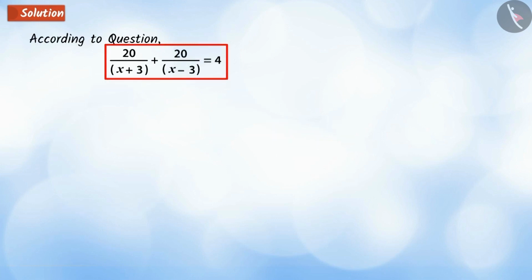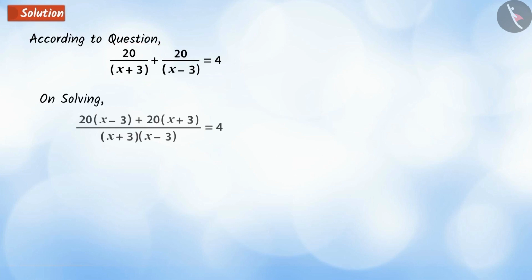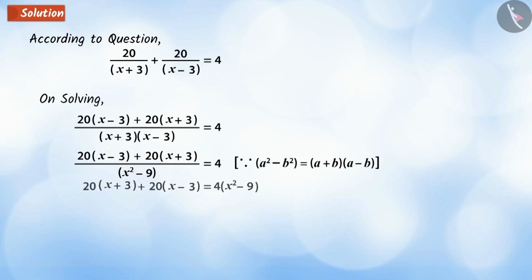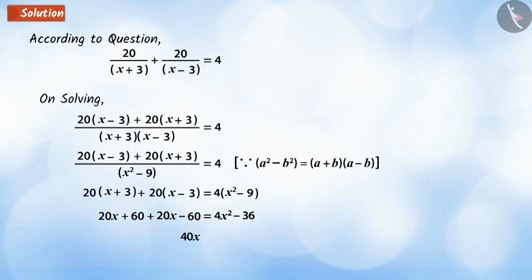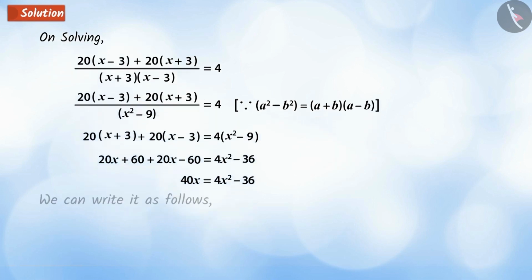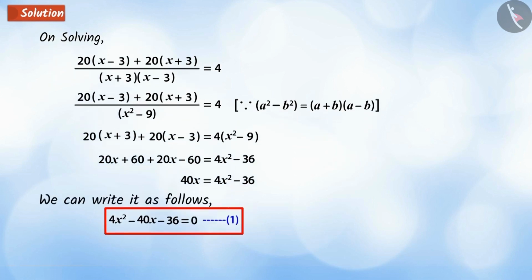According to the question, Tarun spent 4 hours on the ship. By simplifying the above equation, we get 40x equals 4x to the power of 2 minus 36. It is denoted by equation 1, which is a quadratic equation. You must remember what we did in the previous video to solve this type of question.